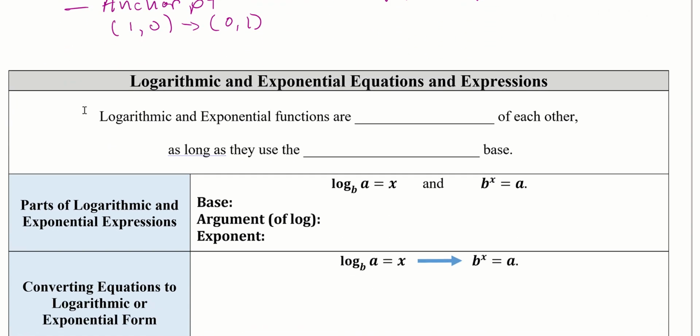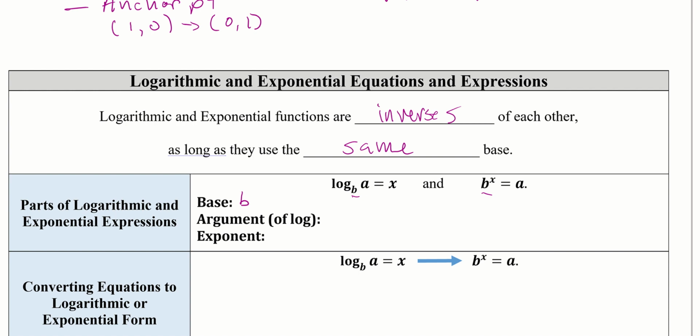Nice. So logarithmic and exponential functions are inverses of each other, as long as they have the same base. Okay, so I can't do like 3 to the x and then log base 5. They need to be the same exact thing that we have. So if we look at this one, both of our bases are b. Okay, so we have log base b and b to the x.